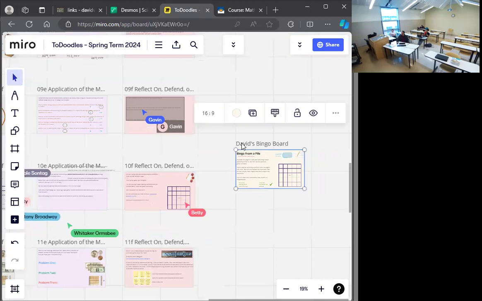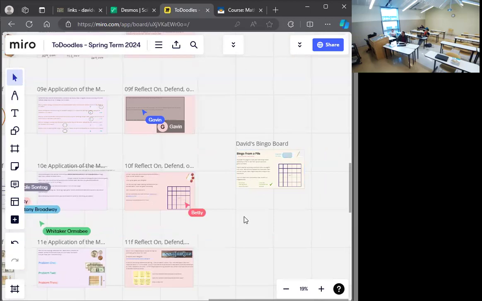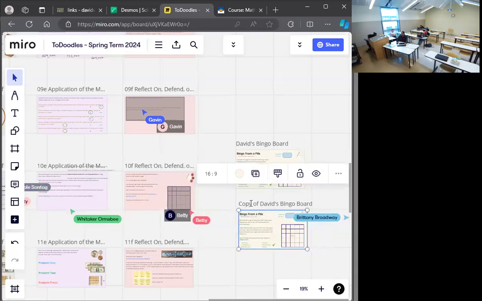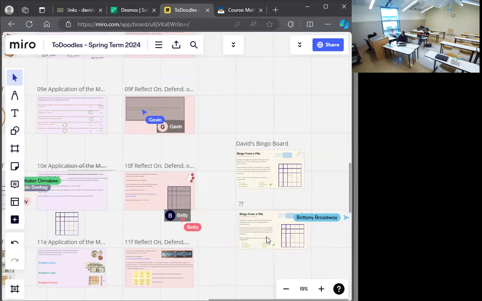If you want to just click on mine here and go copy and then paste, somebody can have this one. Just edit it. Your name is on top.